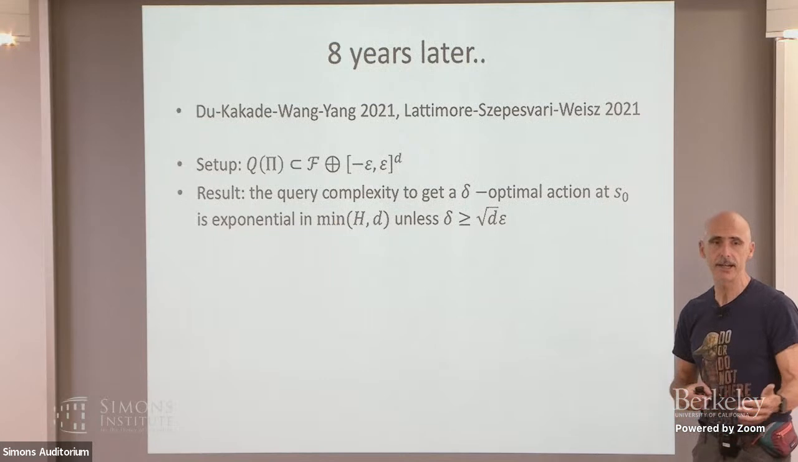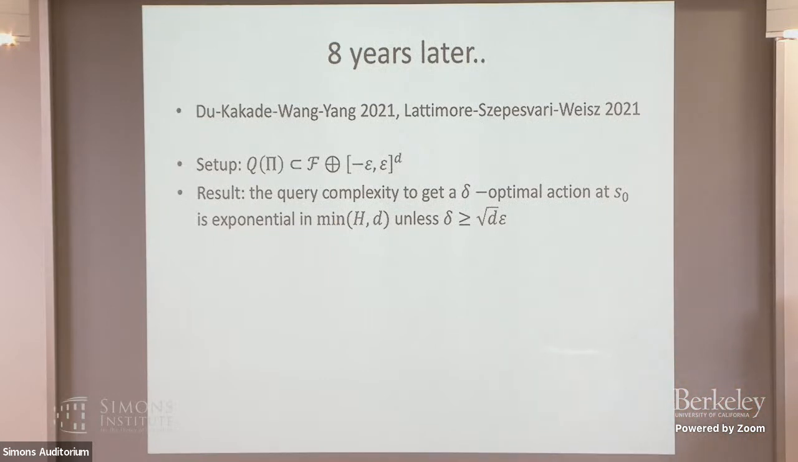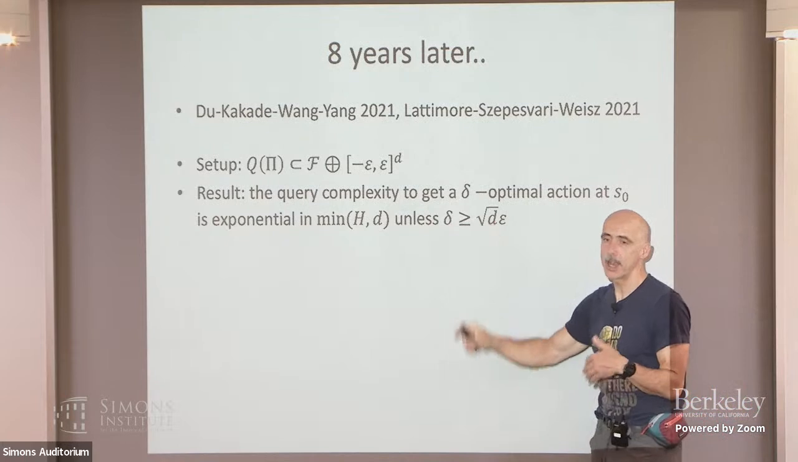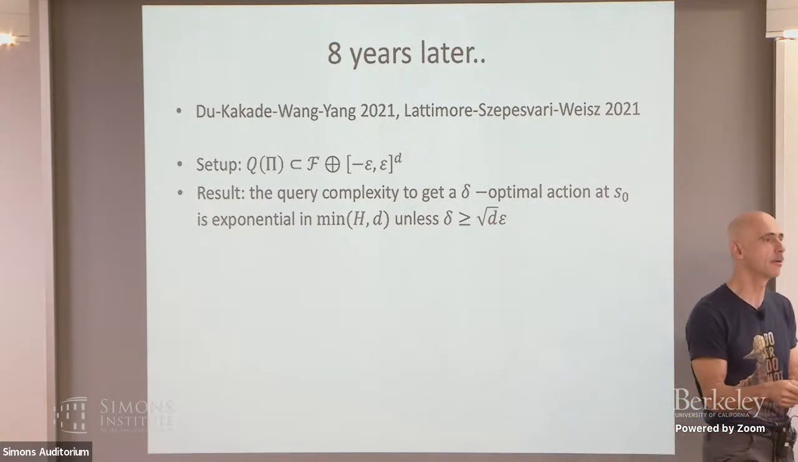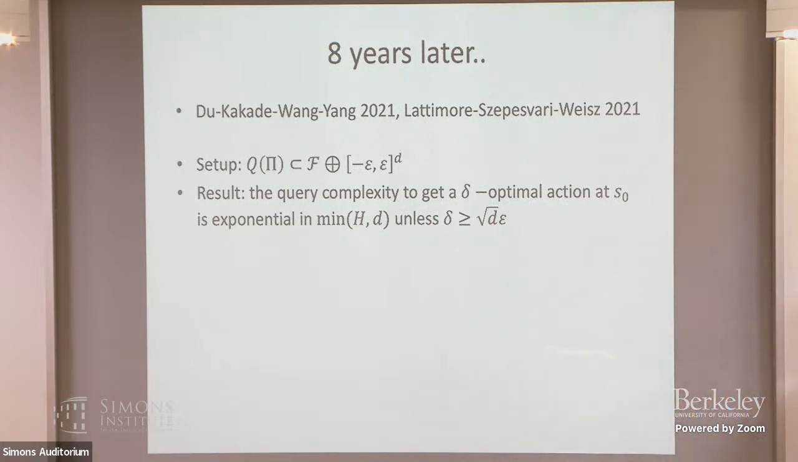So if you have a target accuracy of delta, and this target accuracy is not high enough, so if the target accuracy compared to the approximation error is inflated by a factor of square root of d, then you may have a chance of having a polynomial algorithm. But if this is not the case, then you have no chance.